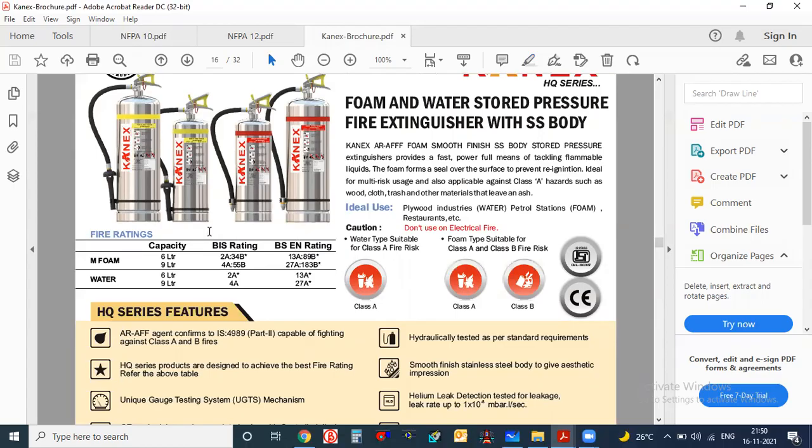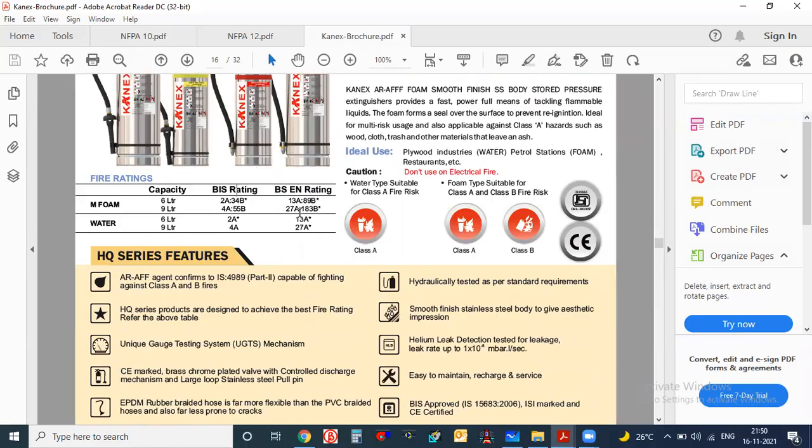But here you can see, in every fire extinguisher you will find this kind of rating. So certain ratings are written here. That's why it is very important to connect with the vendor if you have a specific requirement, because here they have given the ideal users also. Okay, one catalog is more than enough to understand. So based on this, you can easily understand what type of extinguishing agent you are going to use.